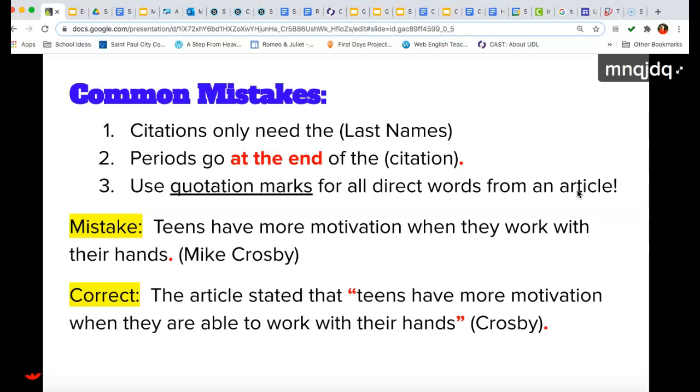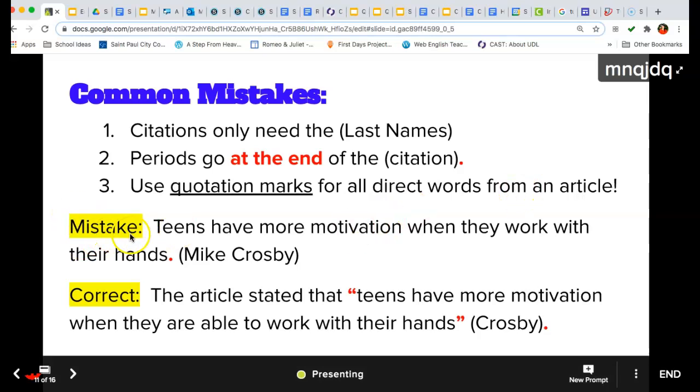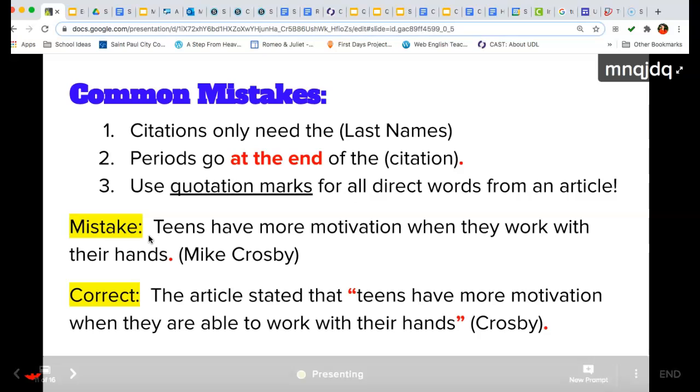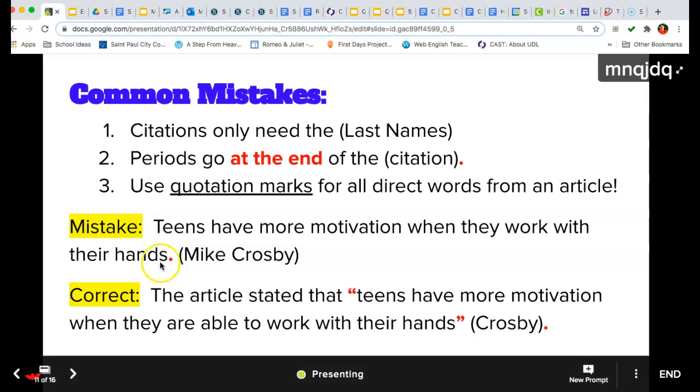Here's again another example of a common mistake. So this is a research quote or fact that they found from an article, and it says teens have more motivation when they work with their hands. And then they put a period at the end of the sentence, and then they have a citation that has both the first and last name, Mike Crosby. This is incorrect because the period's in the wrong place, and also you only need the last name.